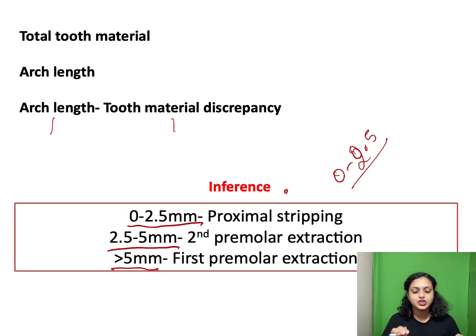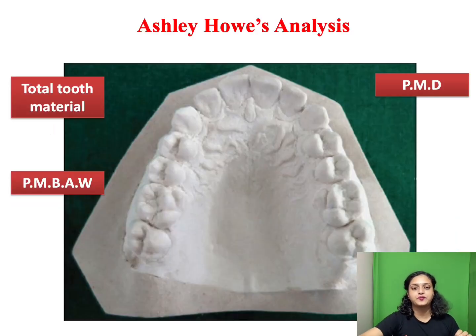Generally, they might give you the space. Say the patient has only this much amount of space available, what treatment will you do according to Carey's and arch perimeter analysis? Then you need to remember the inference. Arch length tooth material discrepancy is done by Carey's and arch perimeter analysis. Carey's analysis is done on the lower arch, arch perimeter is done on the upper arch.